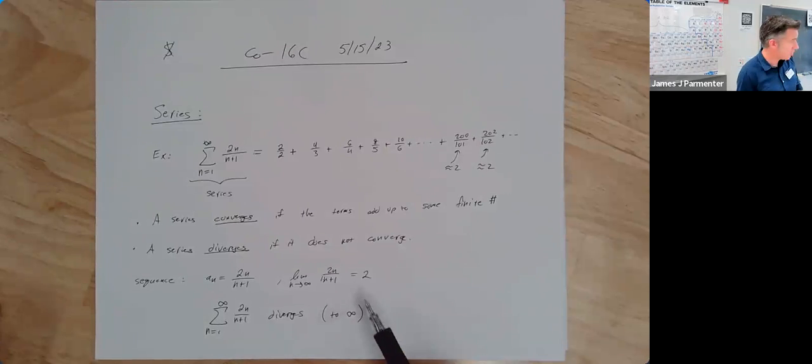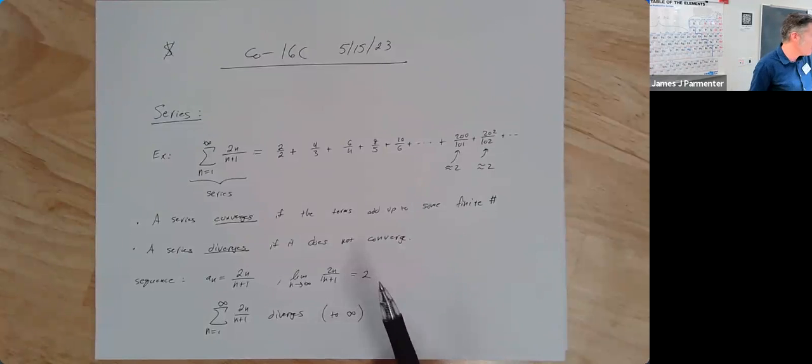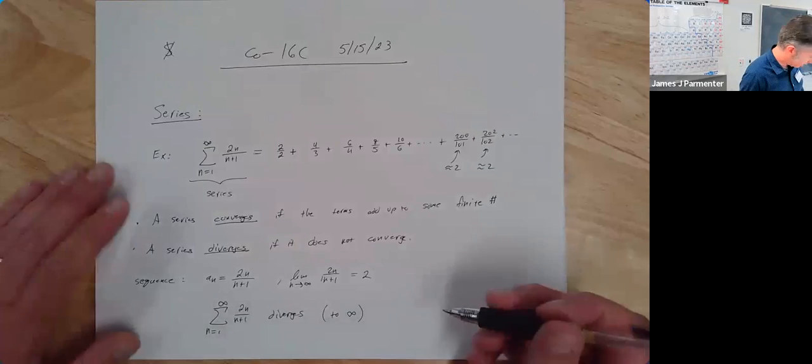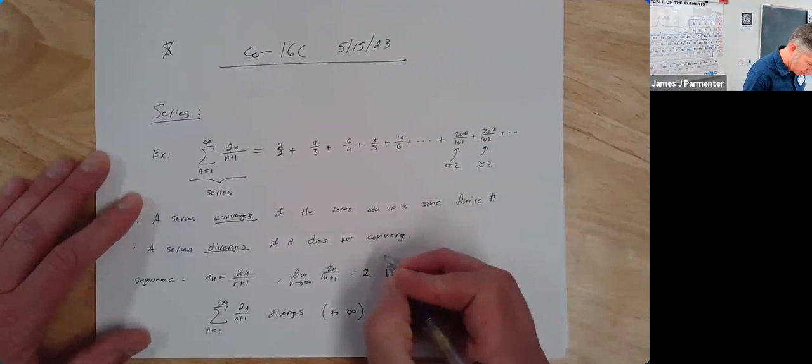It wouldn't have mattered if it was 2 or a half or a millionth or a billionth. If you add up 1 billionth an infinite number of times, you are still going to get infinitely large. This is where the nth term test or the test for divergence is actually coming from. Saying, oh yeah, if the sequence doesn't converge to 0, the series has to diverge. So that's actually the nth term test.